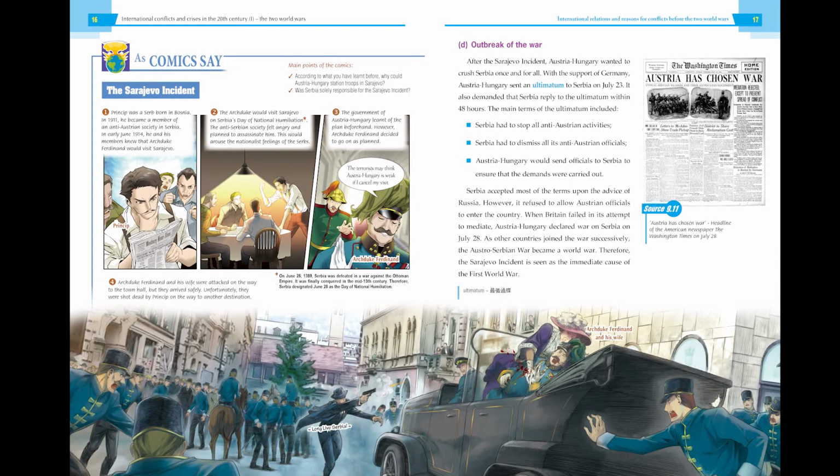When Britain failed in its attempt to mediate, Austria-Hungary declared war on Serbia on July 28. As other countries joined the war successively, the Austro-Serbian War became a world war. Therefore, the Sarajevo incident is seen as the immediate cause of the First World War. Look at the source 9.11. "Austria had chosen war." Headline of the American newspaper The Washington Times on July 28.